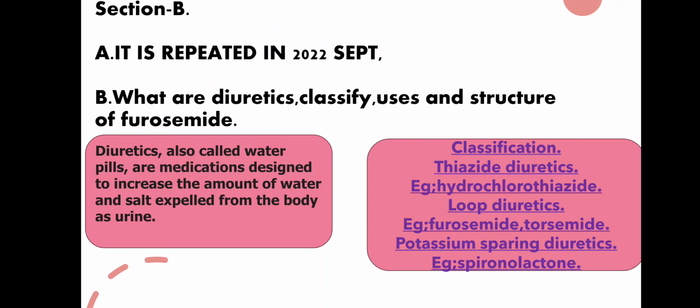Classify, use and structure of furosemide. Diuretics are called water pills, medications designed to increase the amount of water and salt expelled from the body as urine. Diuretics expel the salt and water from the body, so that there is no chance of inflammation, edema.